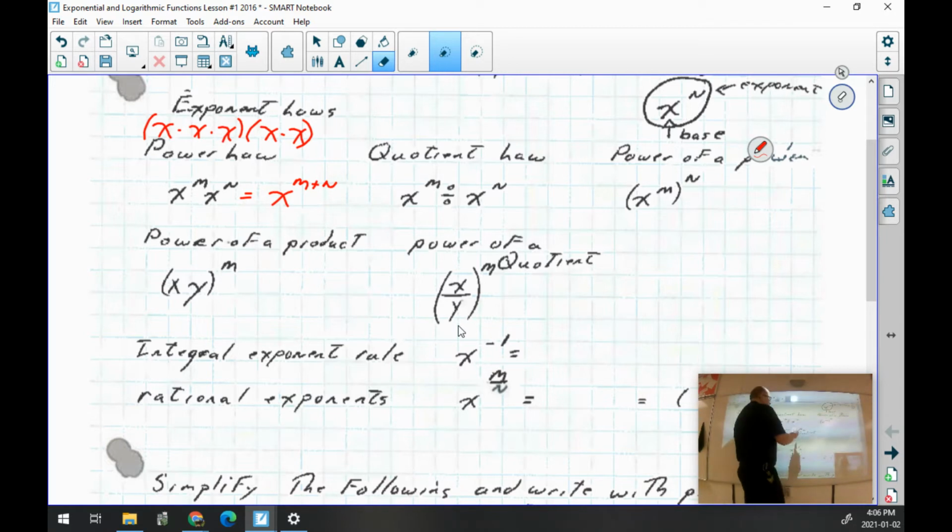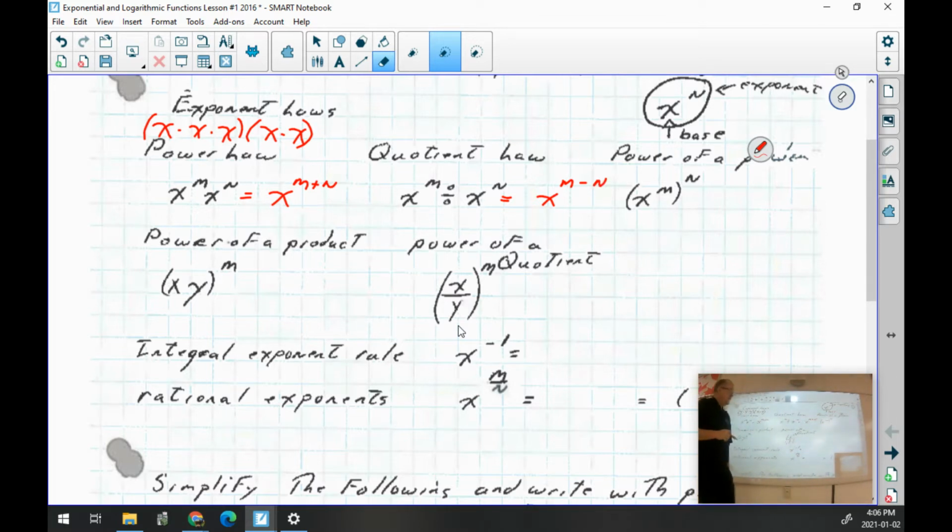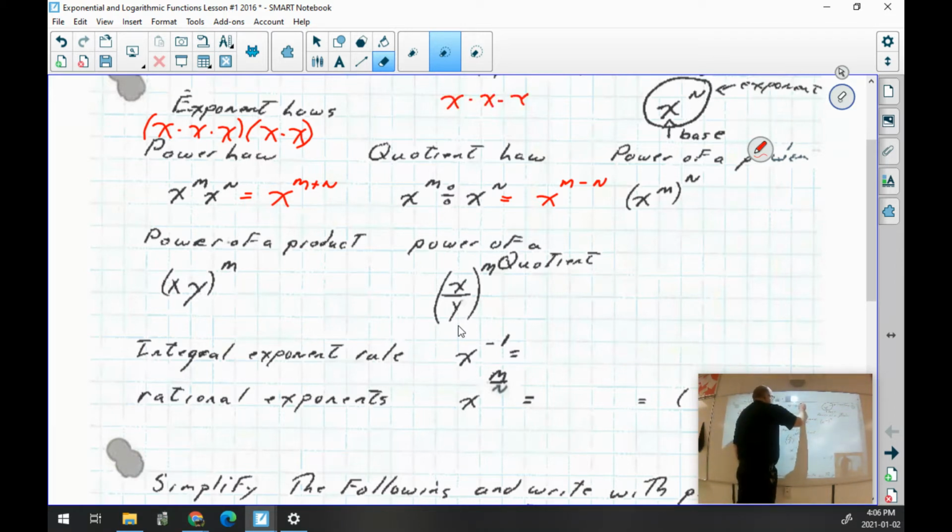We can do the same thing here if we're dividing x to the power of m divided by x to the power of n. We have x to the power of m minus n. Here's our x cubed over x squared. We end up crossing that off.